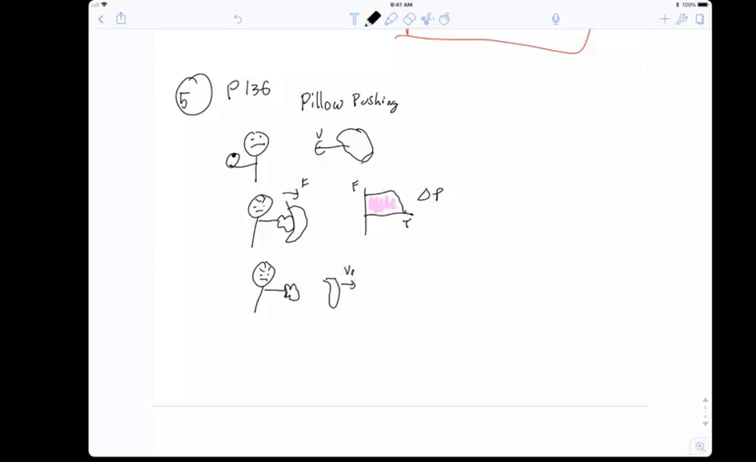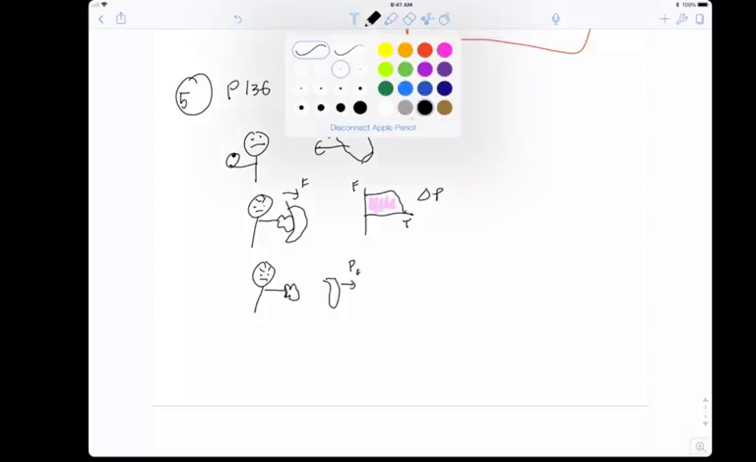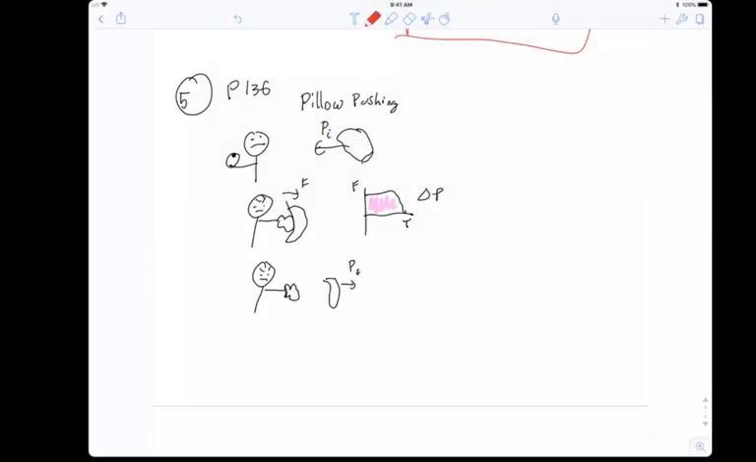Okay. What about the kinetic energy? Okay, so wait, hold on. This is P final. Go P initial. All right. What about the energy? And the answer is really fun. The answer is that there's more than one type of energy in the pillow.